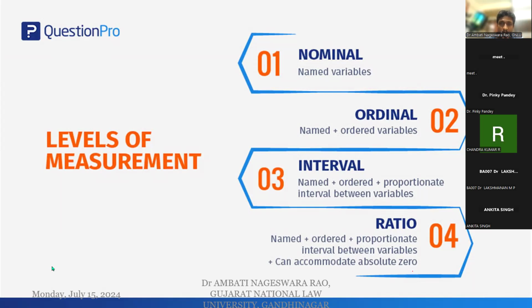Now, some of you can also add to that. When it comes to Likert scale, is it considered as ordinal data or interval data?